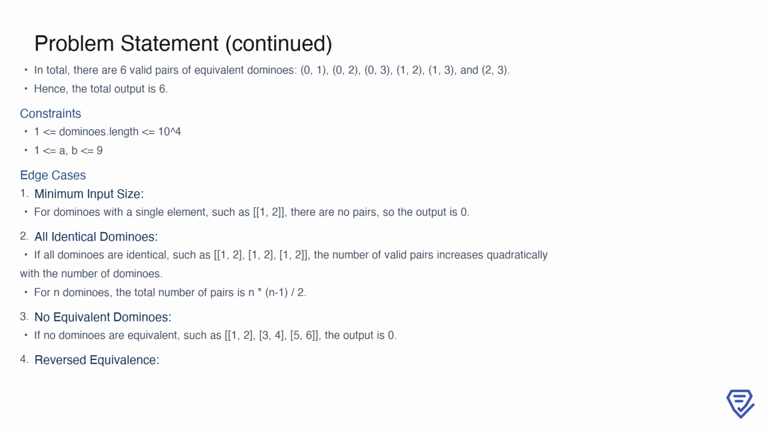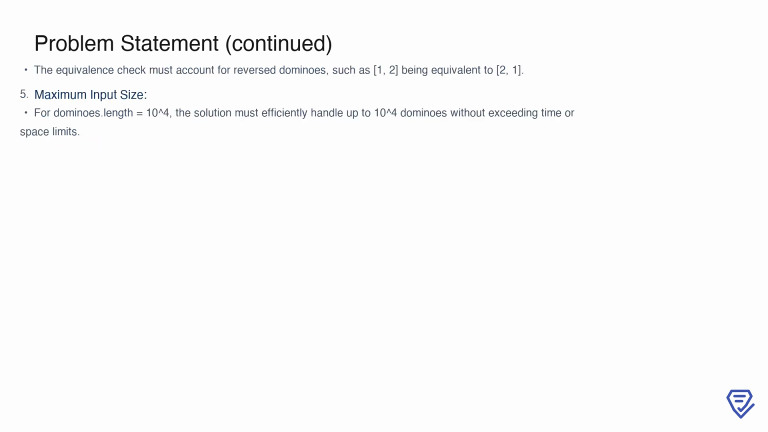The constraints for this problem specify that the length of the dominoes list can range from 1 to 10,000, and each integer in a domino is between 1 and 9. This means our solution needs to be efficient enough to handle up to 10,000 dominoes, even when the input size is at its maximum. Now, let's consider some edge cases.